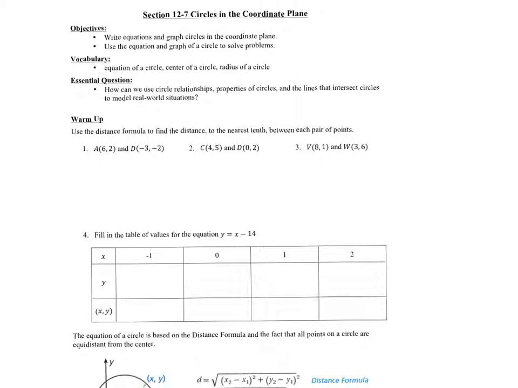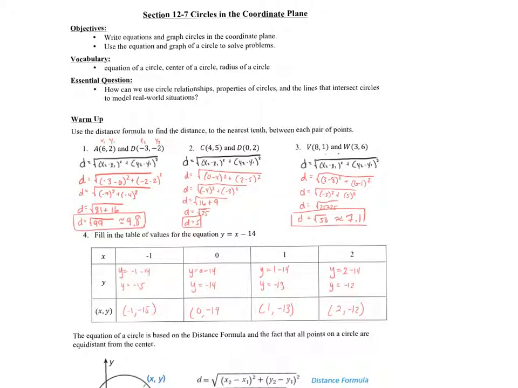This is 12-7, circles in the coordinate plane. Try the warm-up and hit play when you're ready to see the answers. Remember, the distance formula is d equals the square root of (x2 minus x1) squared plus (y2 minus y1) squared.